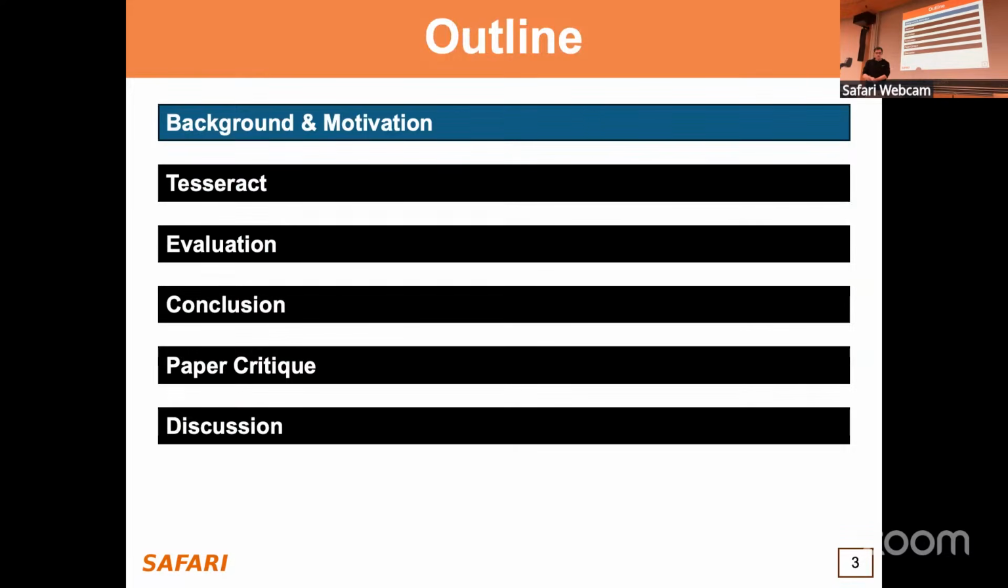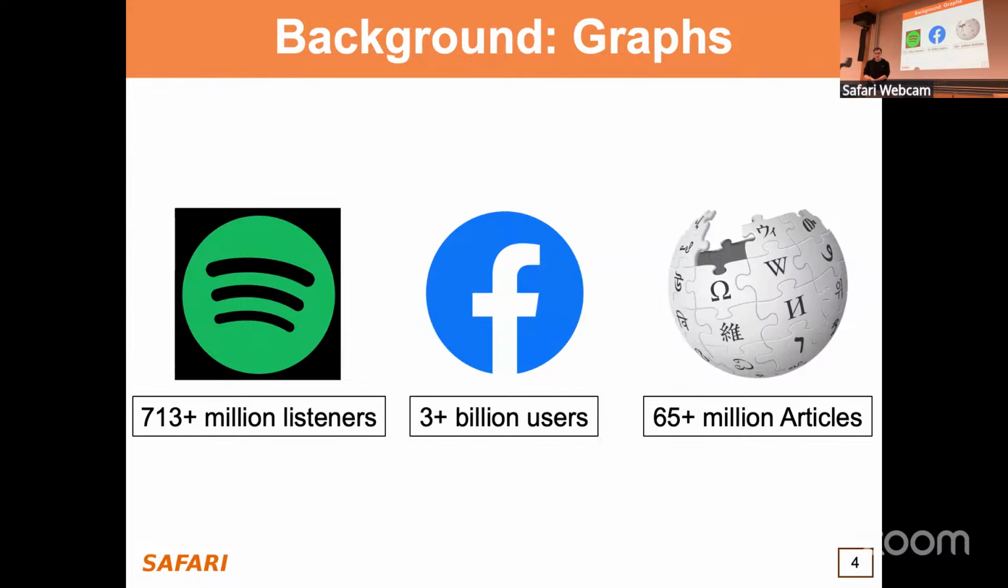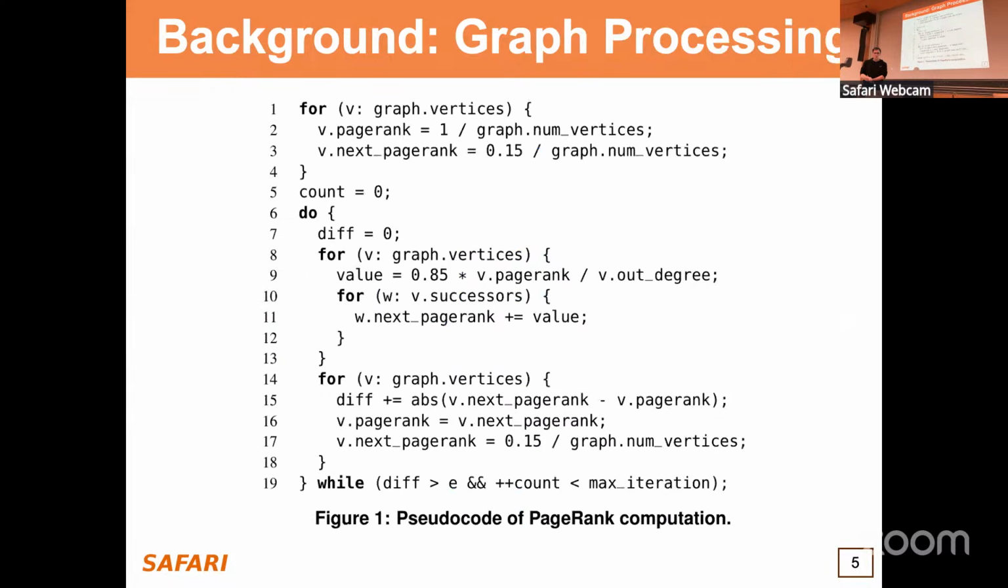So this is the outline, as you can see. First, we will talk about the background a little bit. Now, in the real world, we have huge graphs. For example, we have Facebook, where they have about 3 billion users, and those are all connected with each other. So this will create a huge graph. This is a simple graph function, for example. This is the PageRank computation that Google, for example, uses. And as we can see in this specific part, there is a lot of list traversal, which will become a huge problem, as we will discover more later.